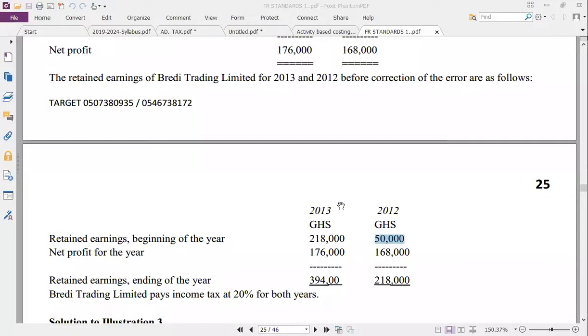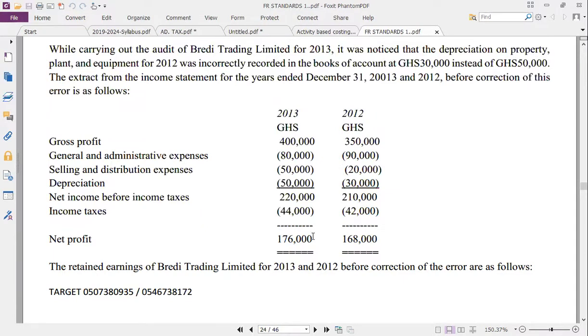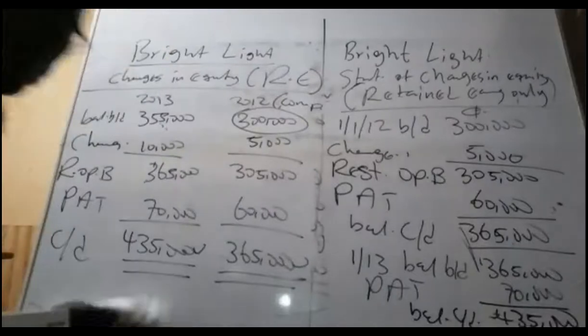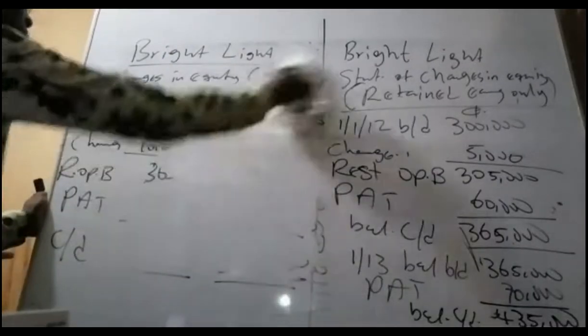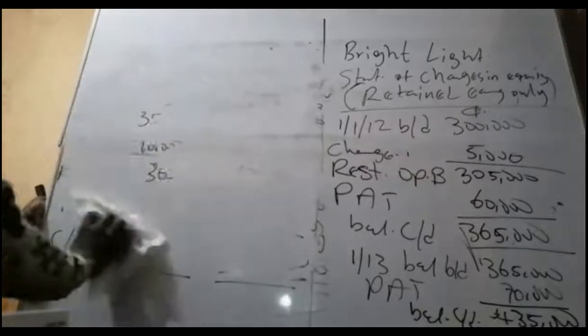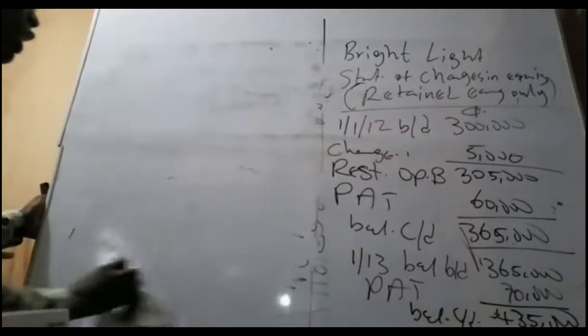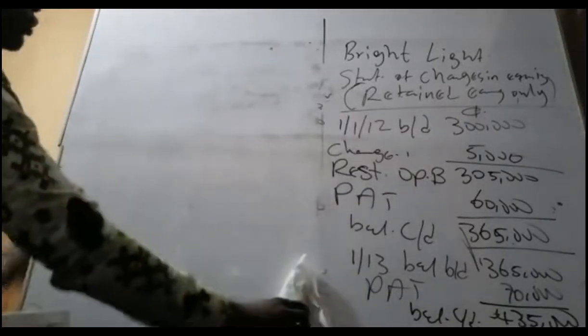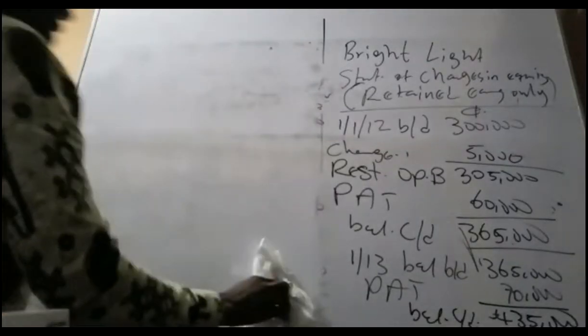So that's all. Now, Brady Trading Limited pays income tax at 20% for both years. I'll treat tax when I get there. Now, what we do is this. For errors too, we have to go through the same three procedures. The same. Identify the error and the affected area.